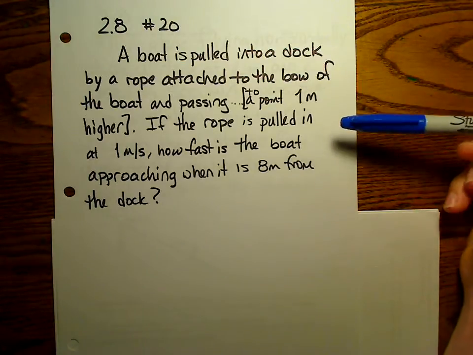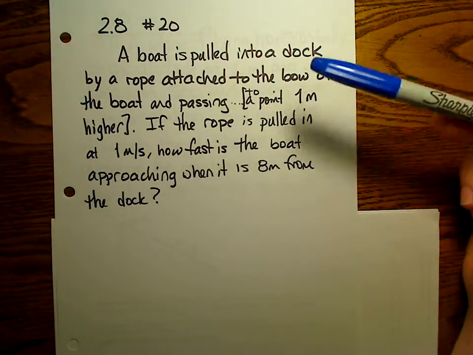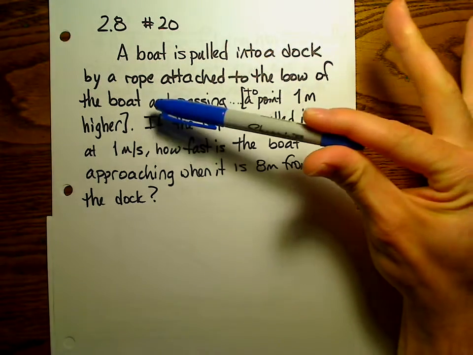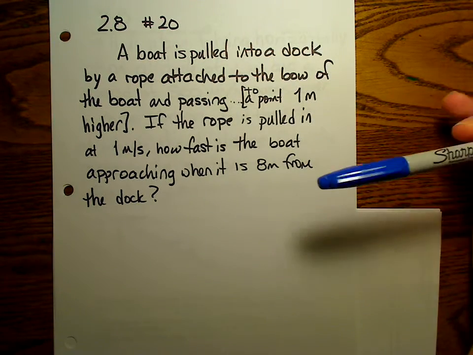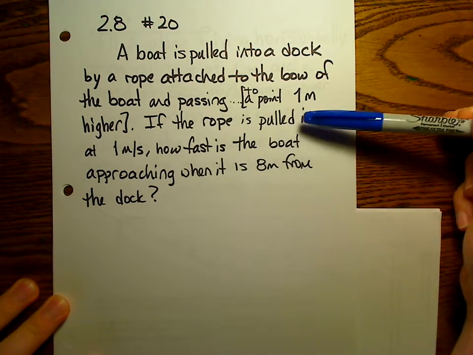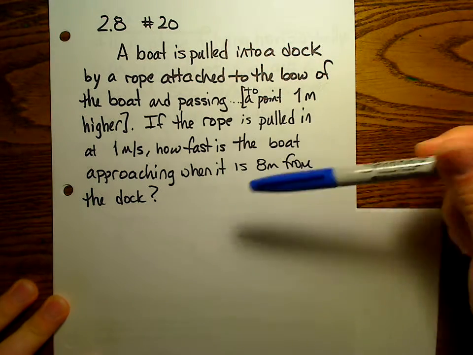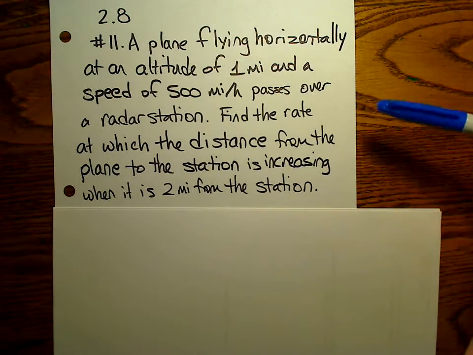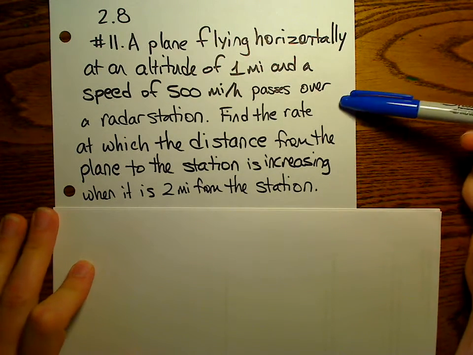A boat is pulled into a dock by a rope attached to the bow of a boat. The important thing is it's going from the bow of the boat to a point 1 meter higher than that point. If the rope is pulled in at 1 meter per second, how fast is the boat approaching when it is 8 meters from the dock? We're also going to look at this problem, which is number 11 from that same section.